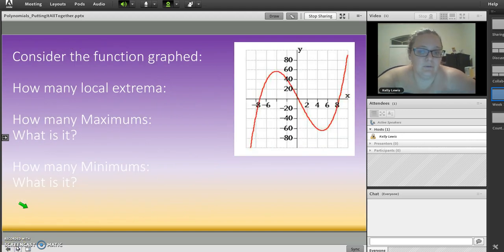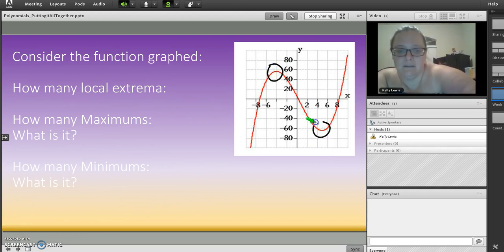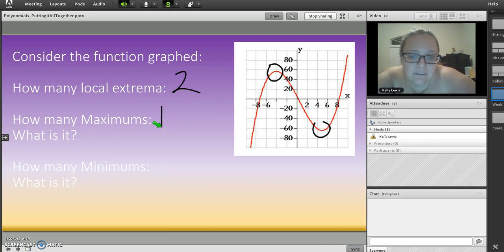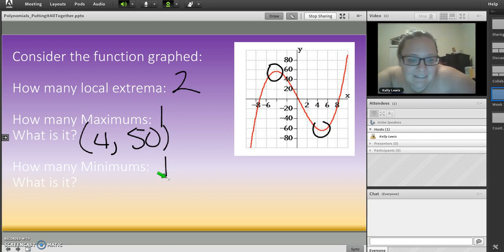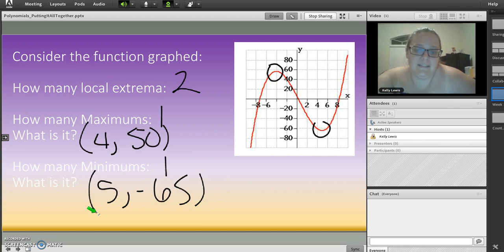All right, and so one more time on min and max. There are 1, 2 local extrema. There's 1 maximum. He's right here. We'll say he's 2, 4, 6, 2, 4. So 4, comma 50. We're kind of estimating. And then there's 1 minimum. He's right here. And he's, I don't know, 5, comma negative 65. Okay, and so I just wanted you to practice that.